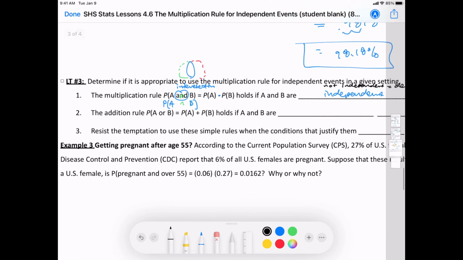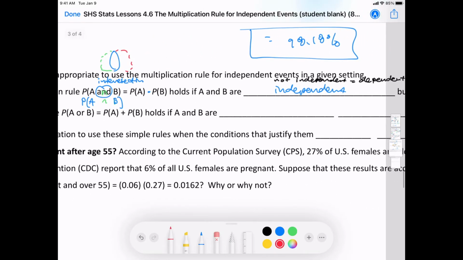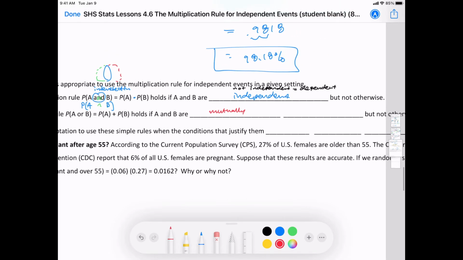Okay, number 2, the addition rule. Remember the word or. The probability of A plus the probability of B holds if A and B are mutually exclusive. And my definition is that they mutually agree not to be part of each other's lives, which means that they can't happen at the same time.